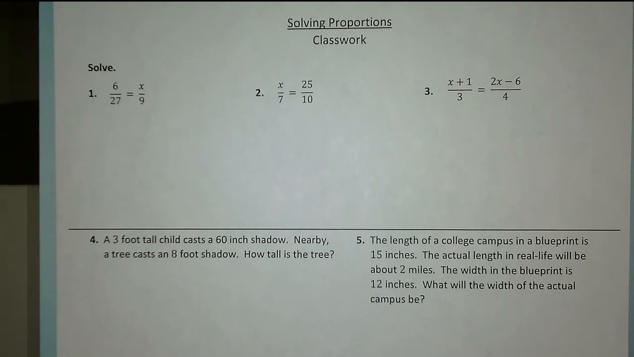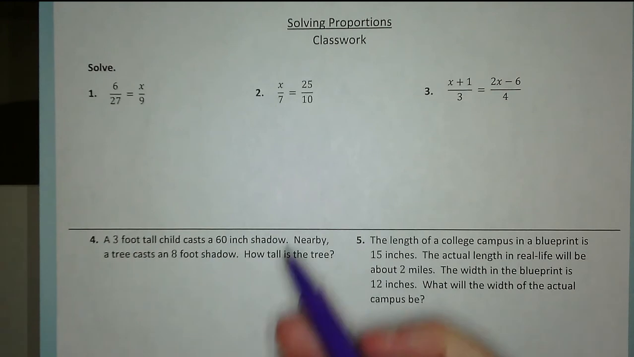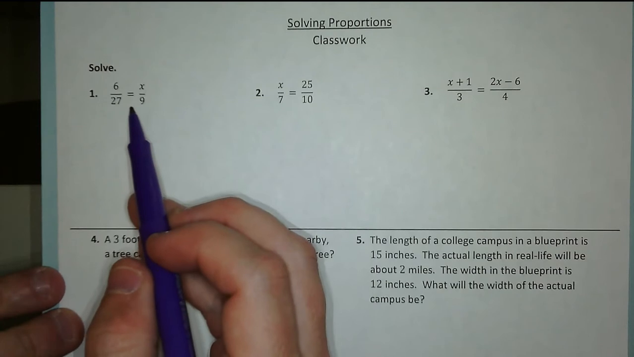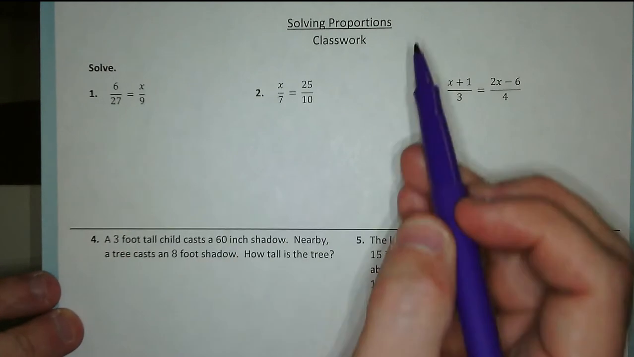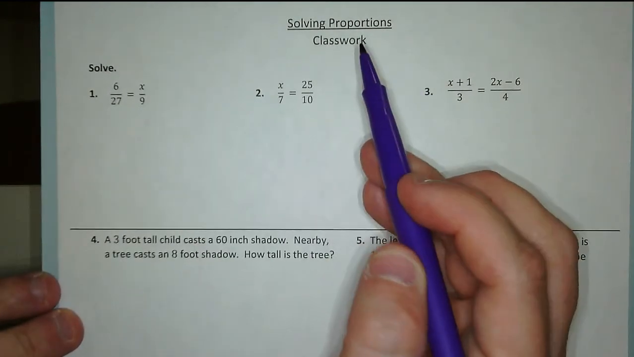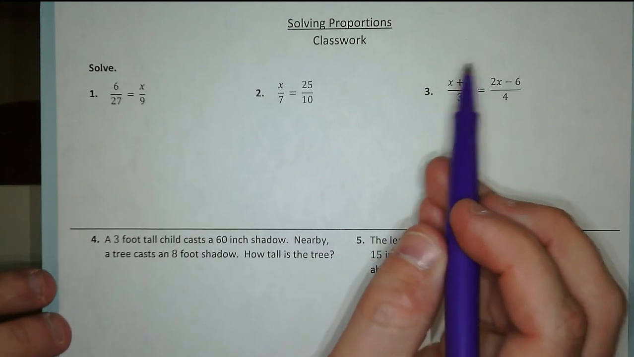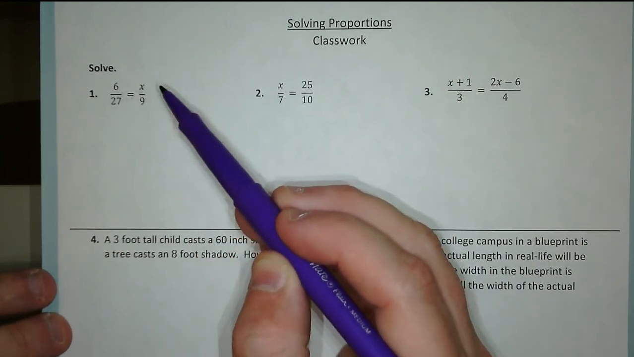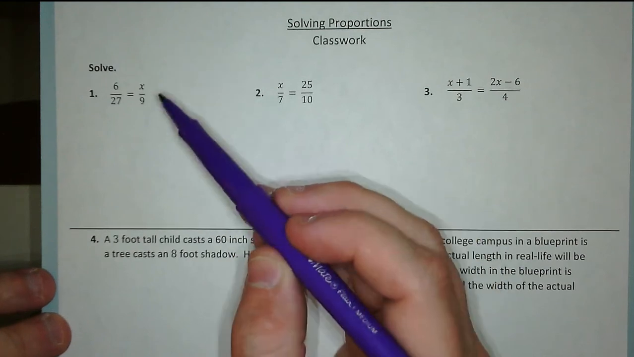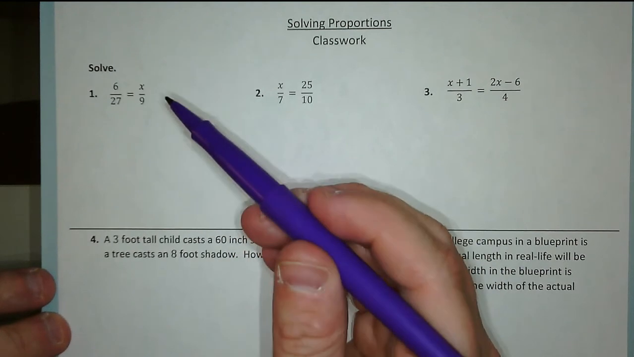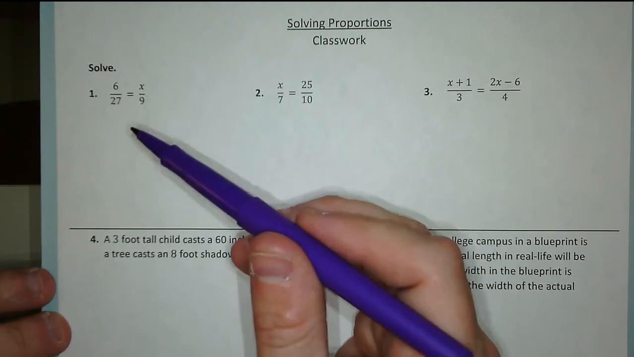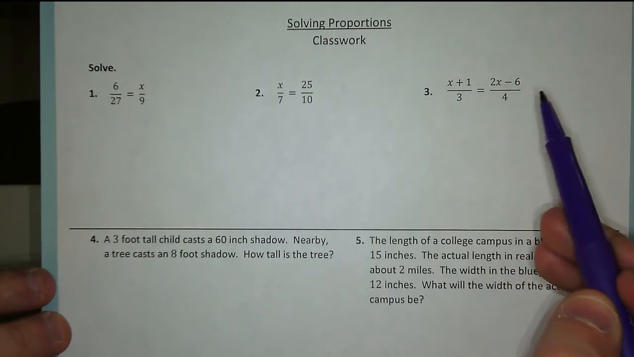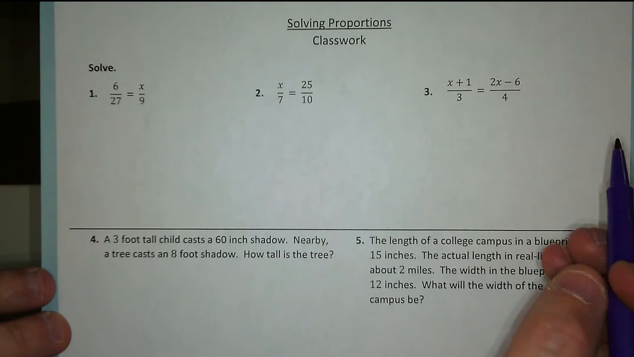Just look at 1, 2, and 3 here. These are equations that we want to solve for x. But something of note is that they are proportions. Proportions are what you can call an equation where there is a fraction equal to a fraction, or two equal ratios or two equal rates. Basically, two equal fractions. Even number 3 is just one fraction equal to another fraction.